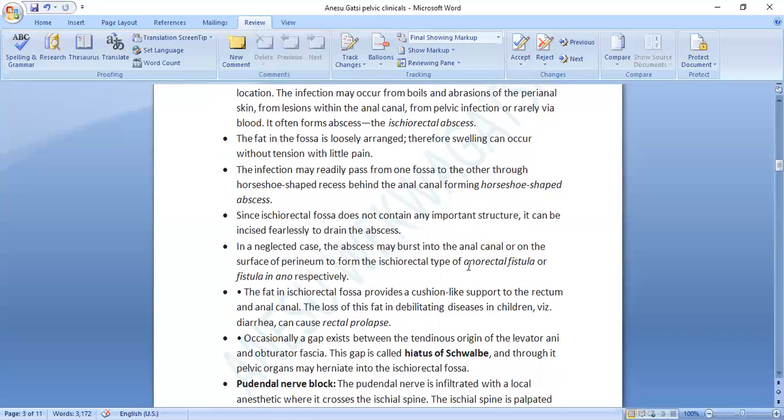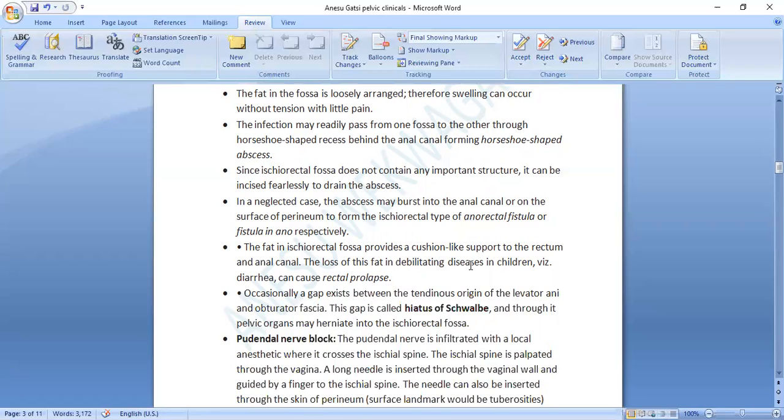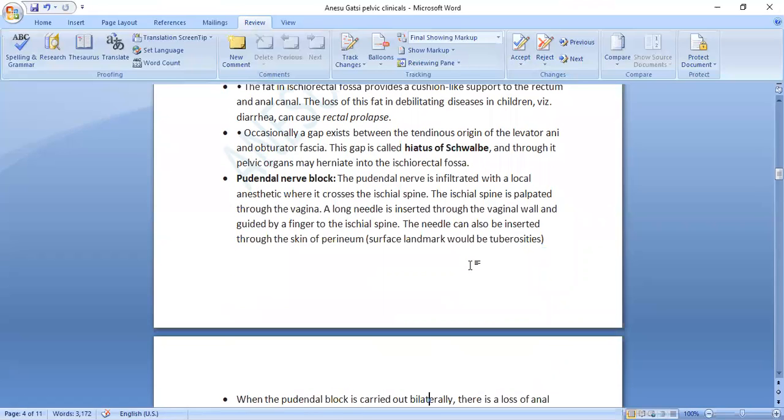Then earlier on, I alluded to what we call the hiatus of Schwab, that is a tendinous gap that occasionally exists between the tendinous origin of the levator ani and the obturator fascia. So this hiatus may allow for pelvic organs to herniate into the ischiorectal fossa.